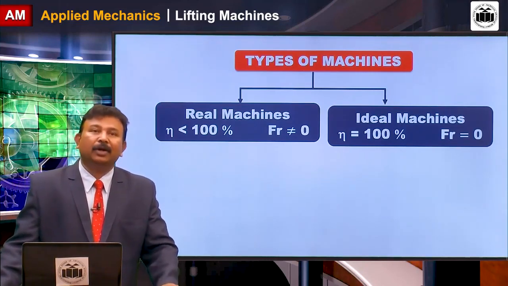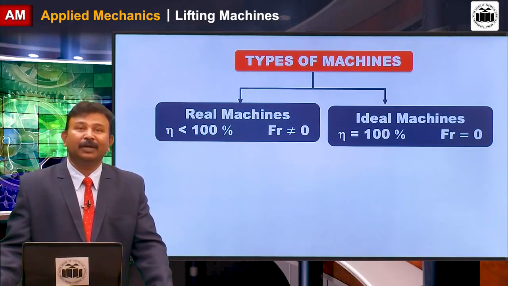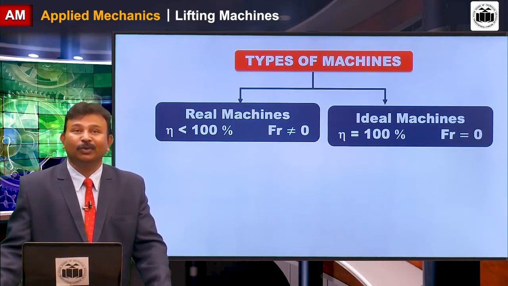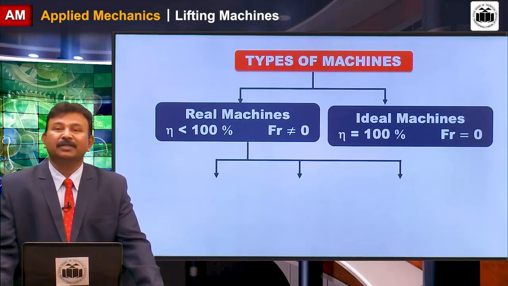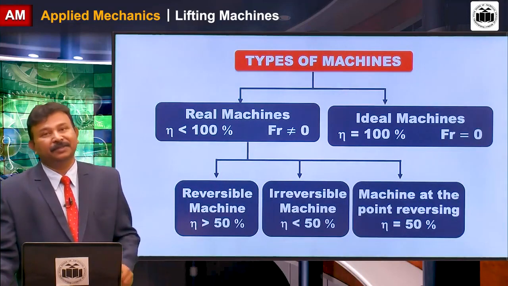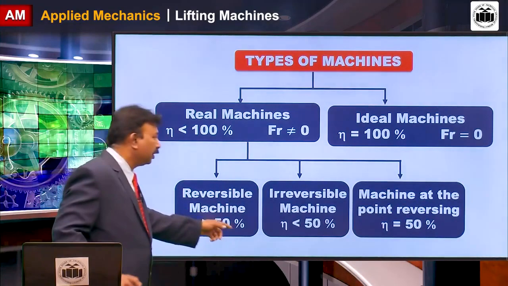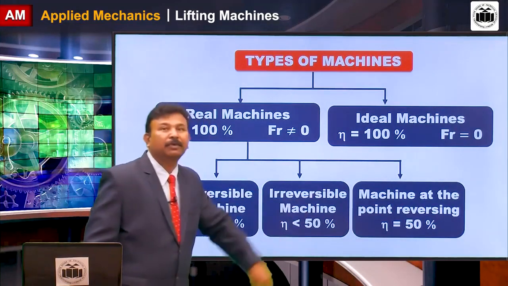We are dealing with machines that are all real in nature, and real machines have efficiency less than 100%, or they are with friction. Friction is not 0 as far as real machines are concerned. Now real machines, for our lifting machine, are classified as reversible machine, irreversible machine, and machine at the point of reversing.